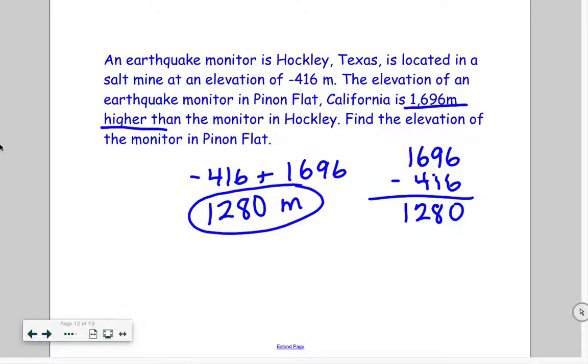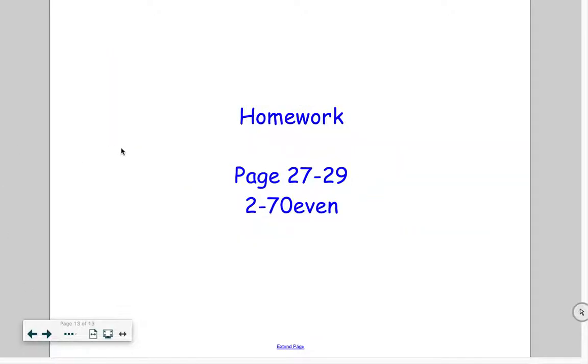Questions on this assignment? Okay, take out your books. Open up to page 27 and 28. You're doing 2 through 70, the evens.